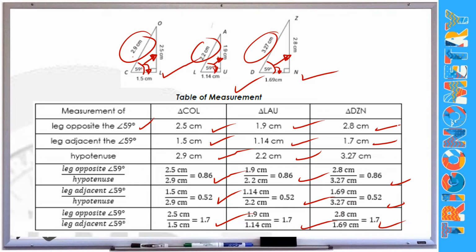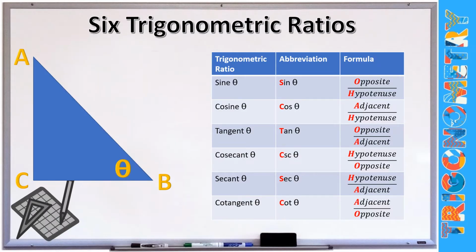These ratios have a specific name. The ratio of opposite over hypotenuse, adjacent over hypotenuse, and opposite over adjacent are what we call our 6 trigonometric ratios. We have here your sine, cosine, tangent, cosecant, secant, and cotangent. They have abbreviations so that you can easily write these ratios, and these are the formulas that we saw on the similar triangles a while ago.